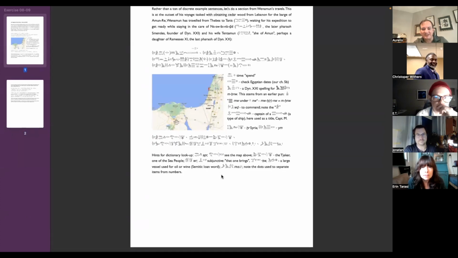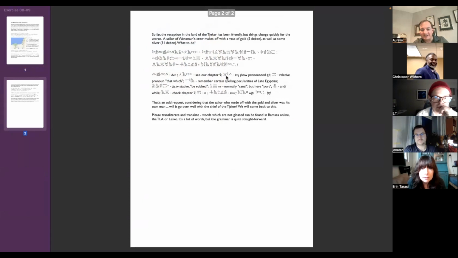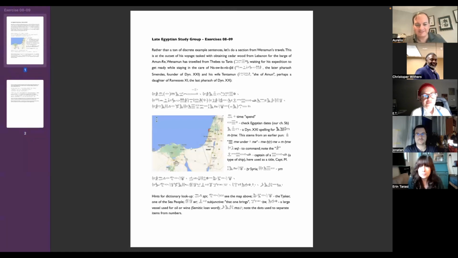I tried to gloss them to make it easy. So if a word is hard to read with the hieroglyphs we already had, then I've put a gloss on how to read it to make it easy to look up in Ramesses Online or TLA or Lesco, whatever the dictionary of your choice is. And some of them also have a translation or grammatical explanation if it's something we hadn't covered yet, like for example statives. So yeah. Actually, since we're discussing this, can you go back to the second page?